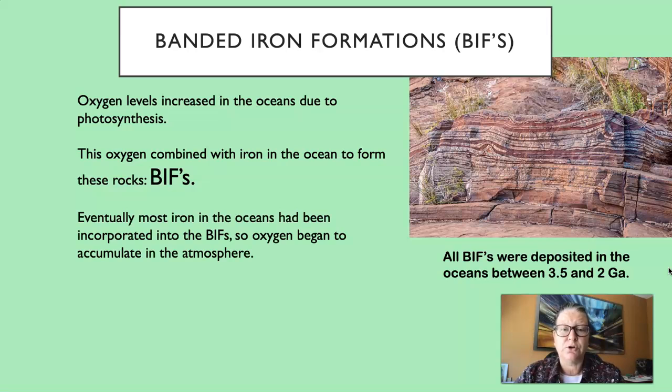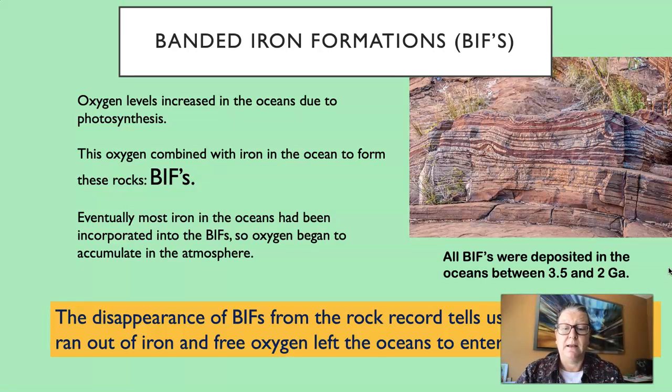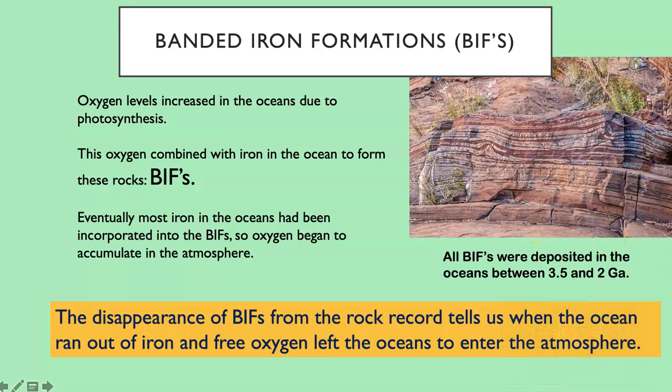Eventually, the iron in the oceans was used up, and so the oxygen that continued to accumulate from the photosynthesis had nowhere to go but out of the oceans. And so oxygen began to accumulate in the atmosphere. And so that was a very important event. So the disappearance of BIFs from the rock record tells us when the oceans ran out of iron, but more importantly, when oxygen left the oceans and became abundant in the atmosphere.